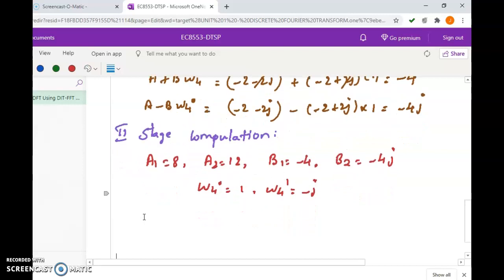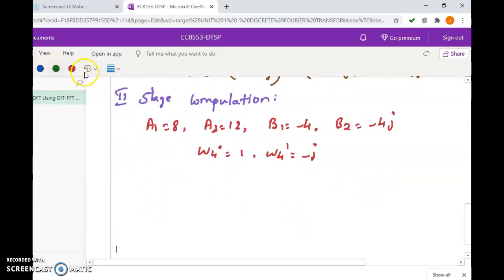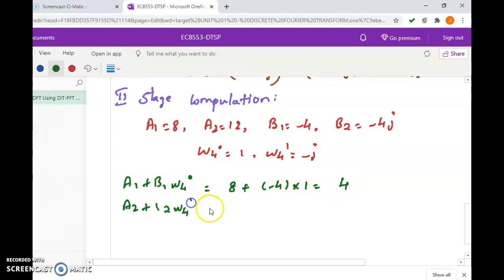You have to calculate. Here A1 plus B1 W40. Here A1 is 8 plus B1 is -4 into 1. So 8 minus 4 is 4. Then second one is A2 plus B2 into W41. Okay, so A2 is 12 plus B2 is -4j into W41 also -j. So here j square is -1, minus into minus plus, and here also one minus. So 12 minus 4 is 8.